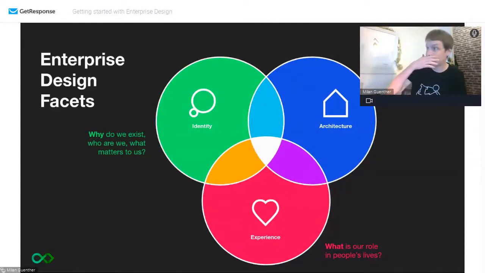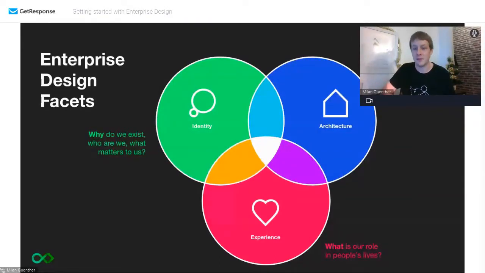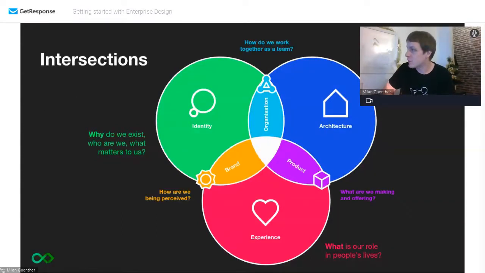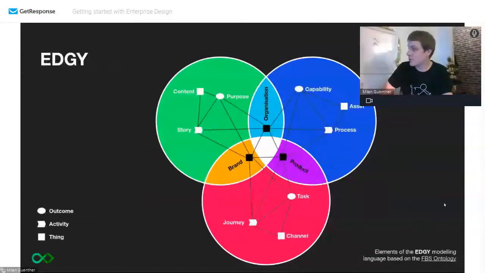We have to look at these hard questions. If we want to do something, if we want to change something, why? What actually matters, really? How do we do it? What can we do? How will it work? How will it operate? And what will it be like for people? People like our customers, but maybe also our partners, our employees, our investors. And what can we offer them? How do we want to be perceived? How are we being perceived today? And how do we want to work together? So this is the true scope of enterprise design.